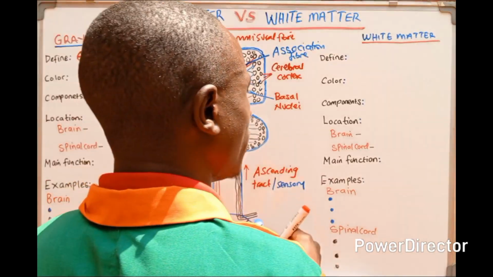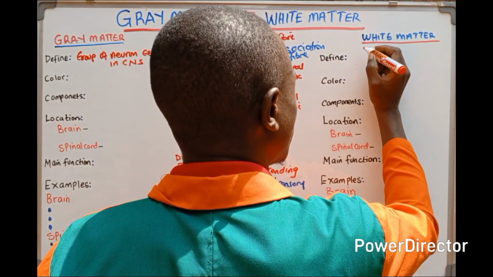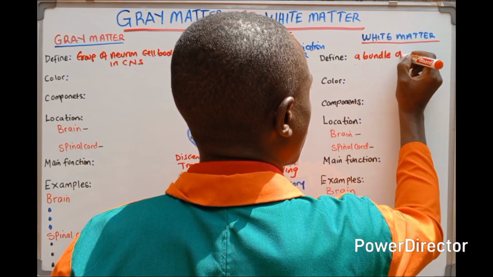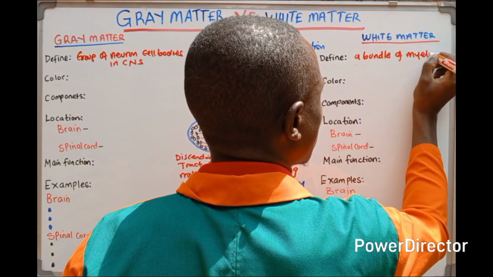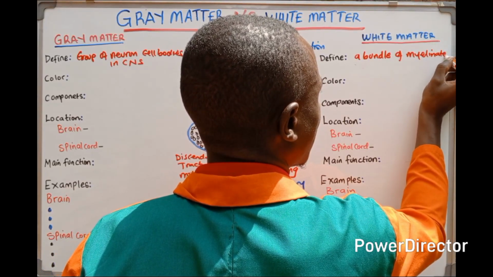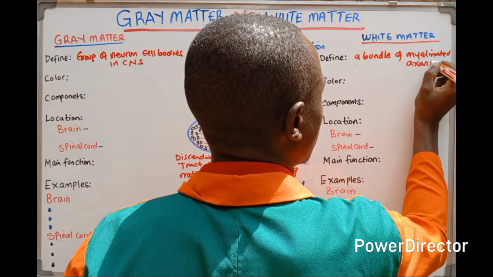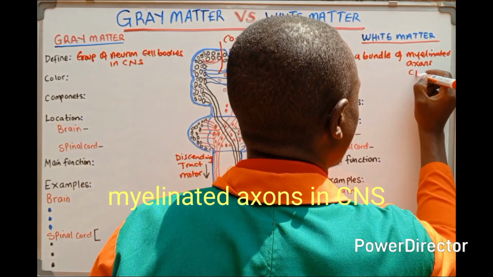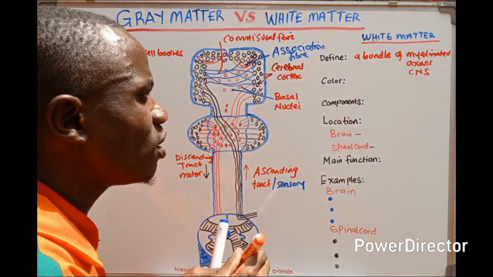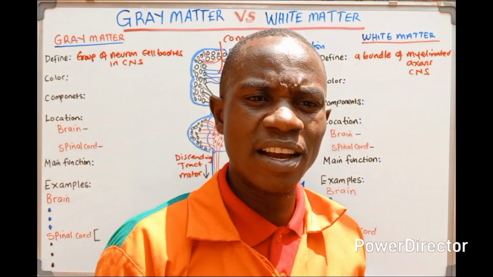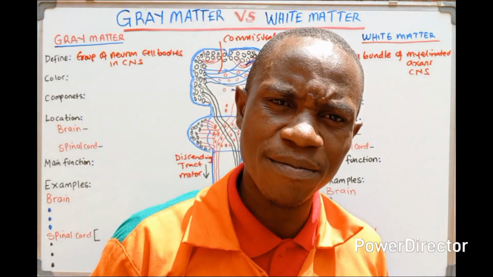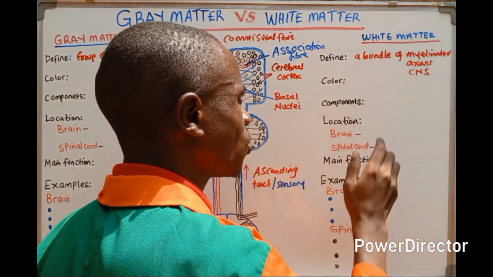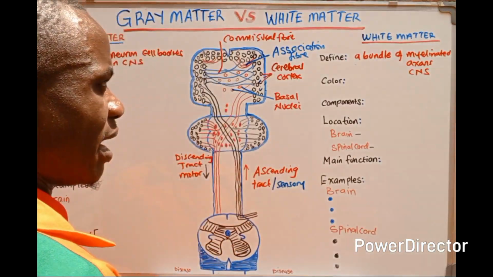And when we talk of the white matter, it is simply a bundle of myelinated axons in the central nervous system. Because a bundle of myelinated axons within the peripheral nervous system is what we call a nerve. But a bundle of myelinated axons within the central nervous system is what we call white matter.